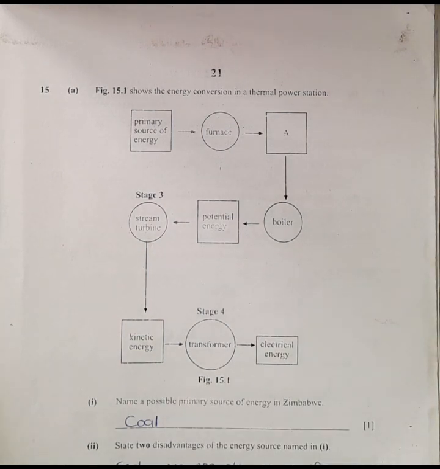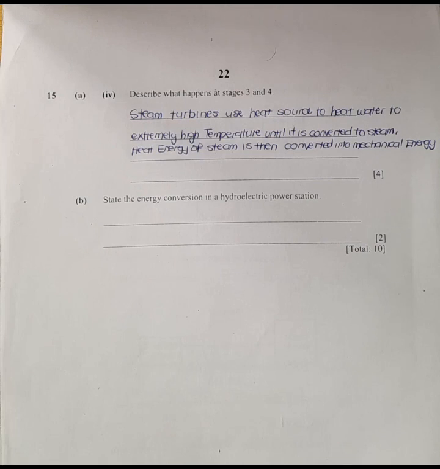So a steam turbine works by using a heat source to heat water to extremely high temperatures until it is converted into steam. Then the steam turbine converts the heat energy of steam into mechanical energy. So now I want to explain what happens in the transformer. A transformer converts the generated electricity to higher voltage to make long distance distribution possible.